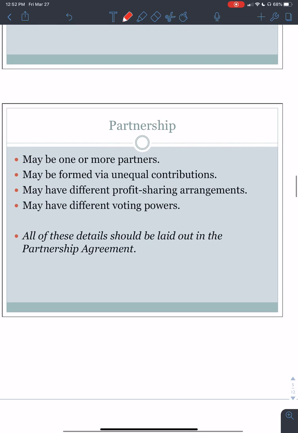Some more details about partnerships. It can be more than one partner. The partners can be unequal in contributions, right? So one person can give 50% of the upfront capital, another can give 25, another can give 25. Similarly, based on the amount of capital that you put in, you can have different profit sharing requirements. So maybe the person who put in 50% of the capital gets 50% of the profit.